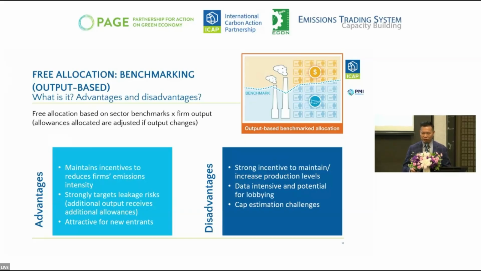But it has a strong incentive to maintain and increase production level. So if your intensity is low, you are doing well in the carbon market, then you have the incentive to produce even more, and you can earn more allowance. That's not good at all for climate purposes. And also it requires a lot of data, even output data, and it has the potential for lobbying.